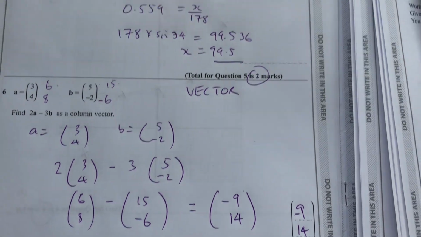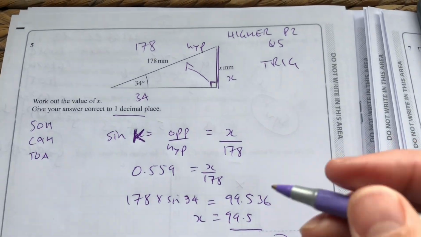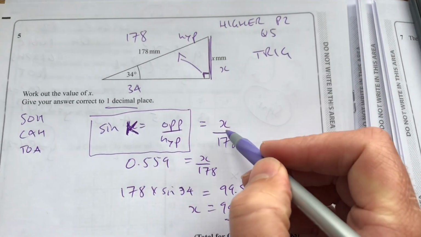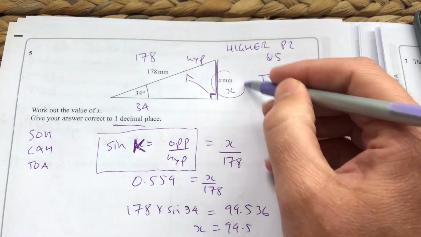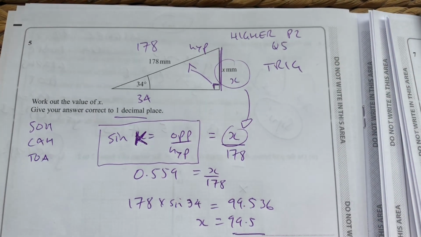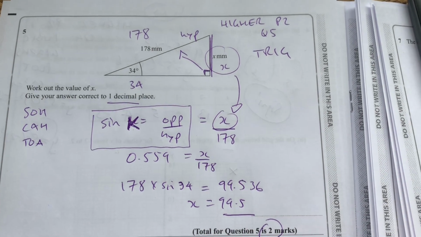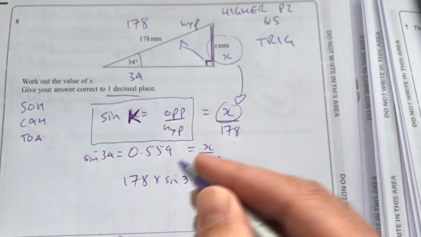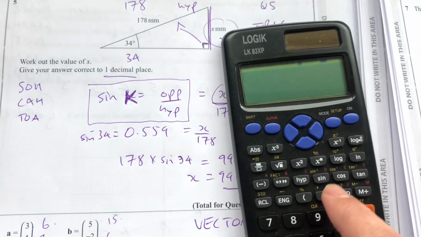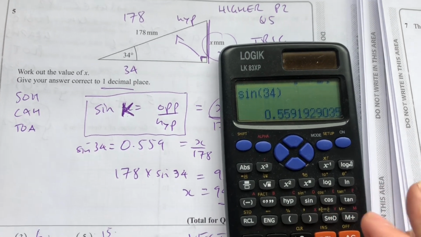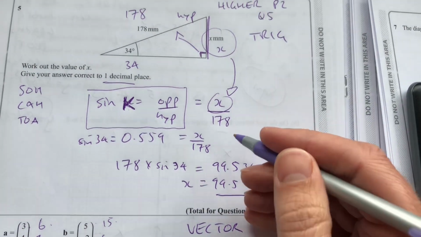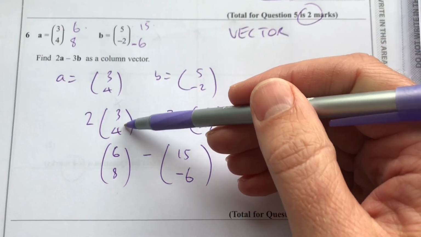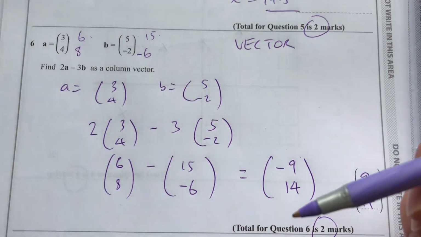Okay, so that's higher GCSE. A couple of pointers. Sine is opposite over hypotenuse. Apologies if I've confused anyone by using x twice, but x is the opposite there. And then I've just done the trig ratio. Sine of 34. So sine 34 equals that, using the calculator, 0.559, and then you just times it by 178, raising both sides. Okay, and then here, just multiplying these vectors by the scalar 2 and the scalar 3, and then working them out.